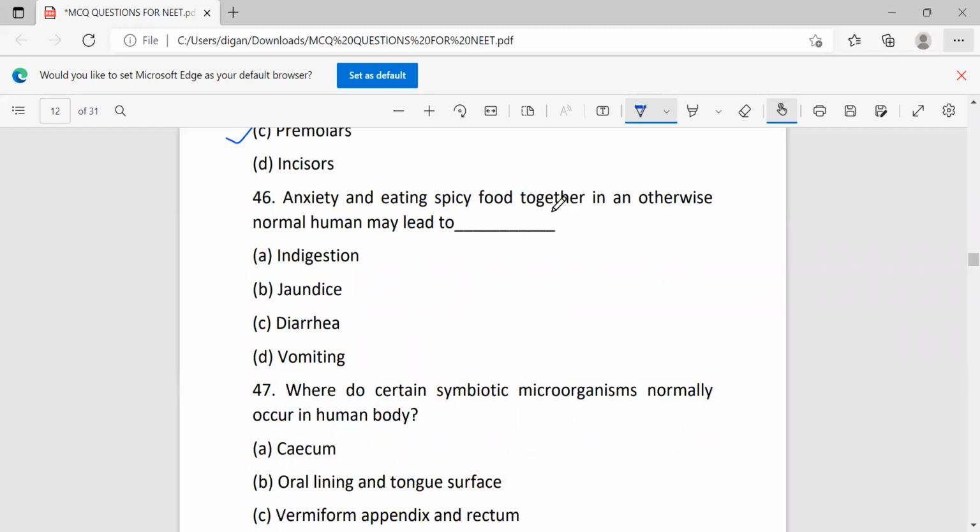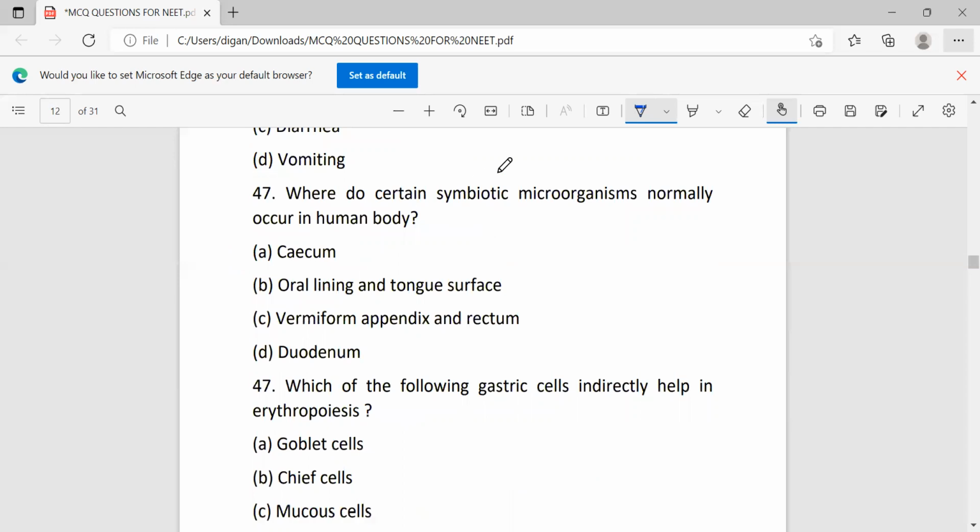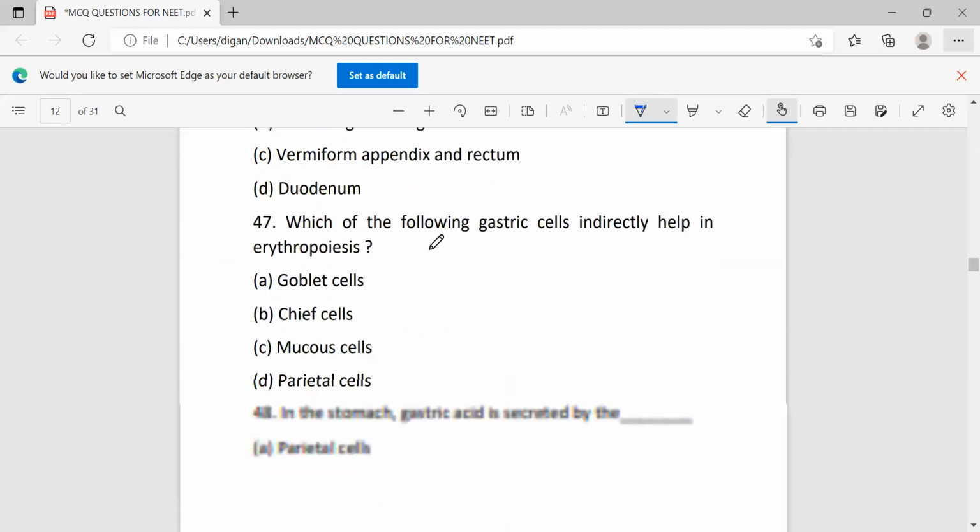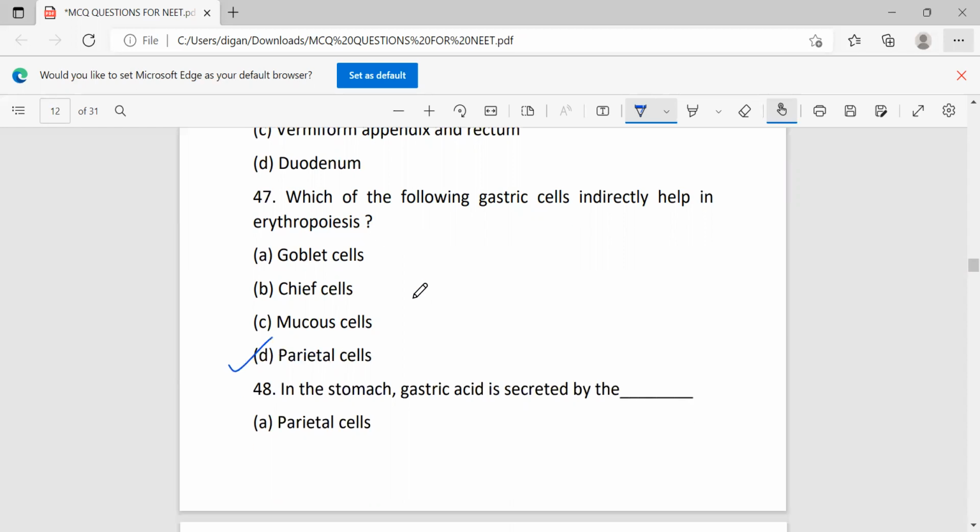46, anxiety and eating spicy food together in an otherwise normal human may lead to option 1, indigestion. Where do certain symbiotic microorganisms normally occur in the human body? For 47, correct option is A. Next, again 47, which of the following gastric cells indirectly helps in erythropoiesis? Correct option is D, parietal cell.